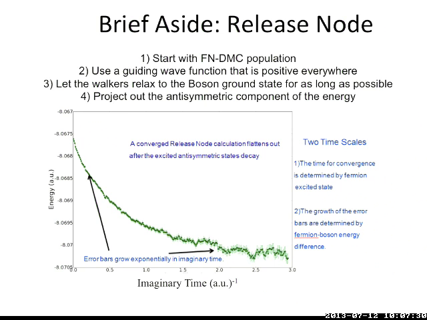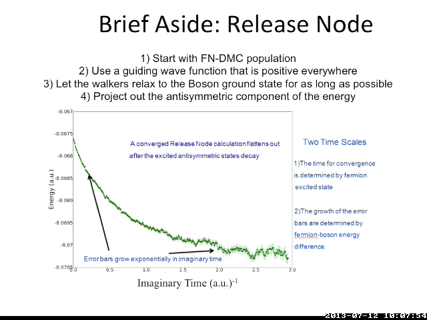In general, when we do release node, we start with a fixed node diffusion Monte Carlo population. We institute a guiding wave function. We let the walkers relax to the boson ground state, and we try to project out the antisymmetric component before the error bars blow up. So if you see on the left here, this would be our fixed node energy. You see that we're decaying in energy, and hopefully we get a plateau before the error bars blow up.